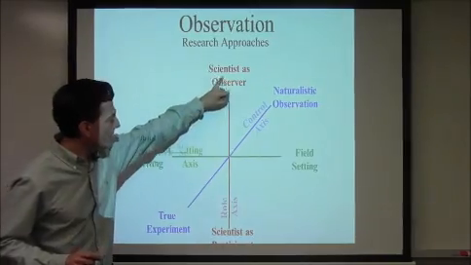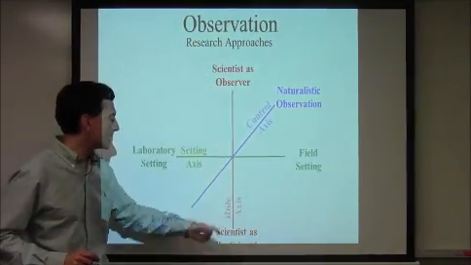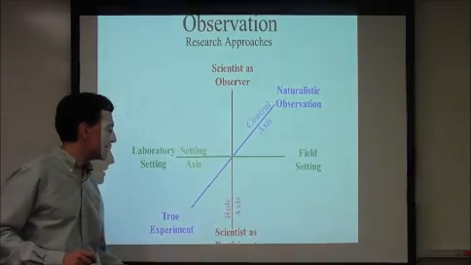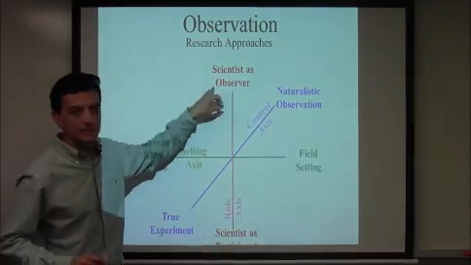Likewise, we might have another axis that shows a different kind of variability. Here we have the role axis, and here we have scientist as a participant, and scientist as an observer.